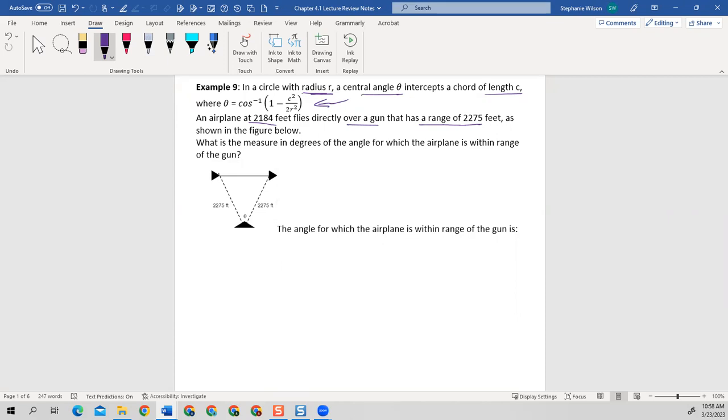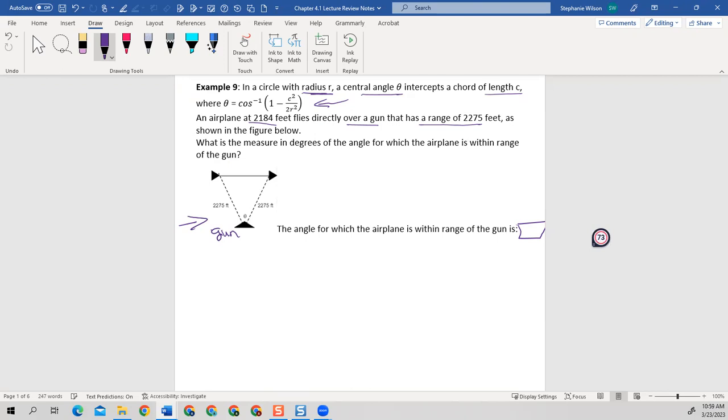So the angle for which the airplane is within range of the gun, this is where we'll put our answer. Here is our diagram, the picture drawn. So it's showing you that the gun is right here, right? And here is our airplane flying across above. So we need to know, because if you're flying an airplane and you wanted to be out of range of that gun, it'd be good to know what the range is, right?